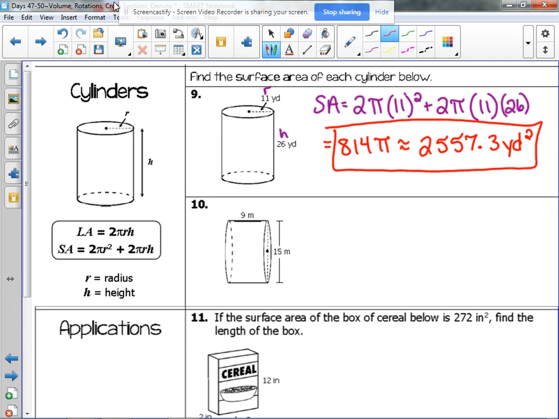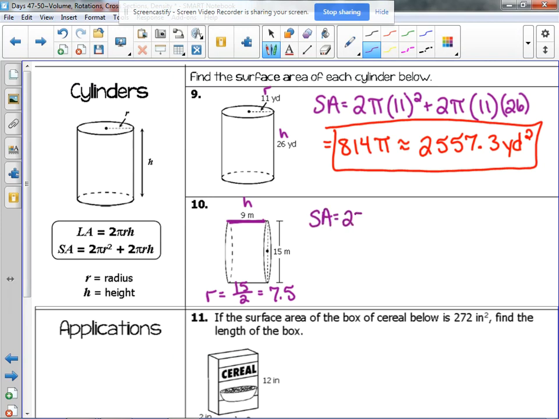Okay, when we look at number 10, our formula only requires the radius and the height. Which one is the height? 9. Okay, they got this cylinder turned over. So just because the 15 looks like a height, it's not actually the height. Remember, the height connects the two bases. So 9 connects those two circles to each other. We need the radius. Do we have the radius? No, we have the diameter. So we have to divide the diameter by 2. 15 divided by 2 is 7.5.